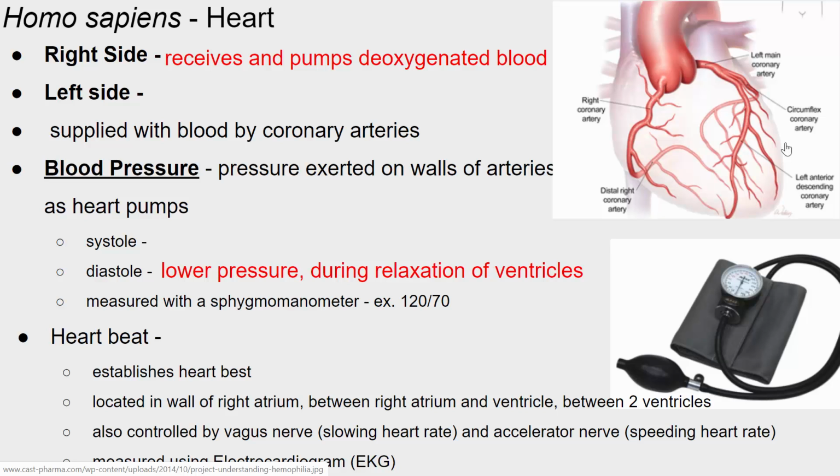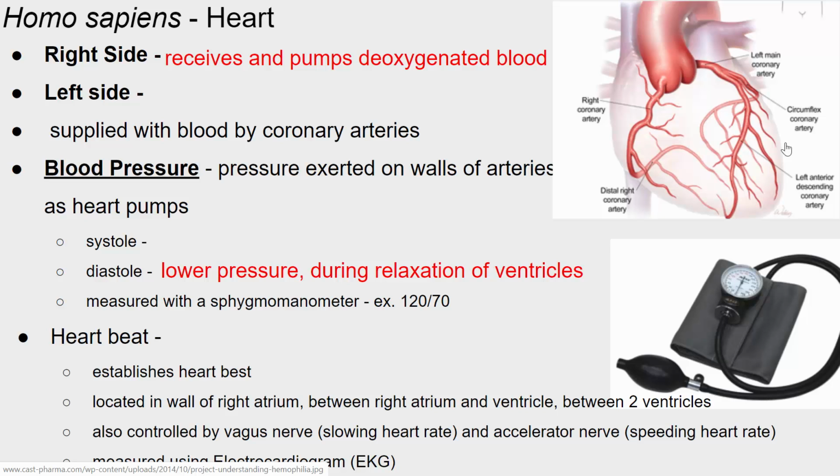So our heart is sort of the driver of our circulatory system. And our heart has 4 chambers, as we said earlier. Each side of the heart, the right versus the left, deals with a different system of circulation.